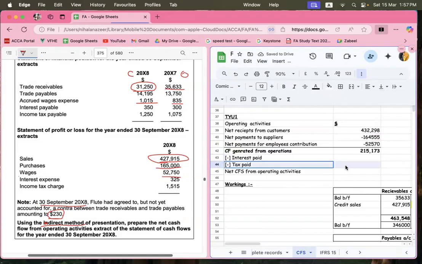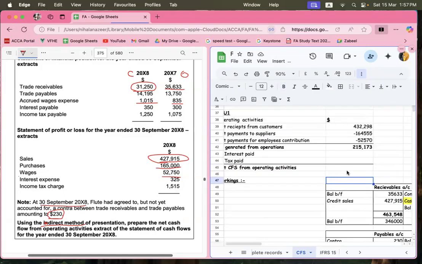And from that, you're going to deduct interest paid, you're going to deduct tax paid, and then what you get is net cash flow from operating activities. This is generated from operations. This is net cash flow from operating activities. Study the format as it is.